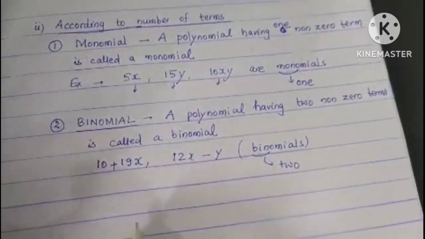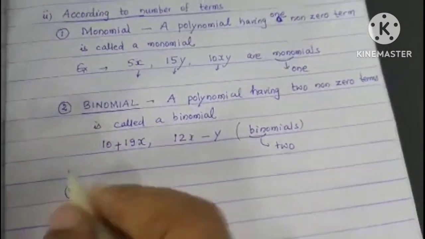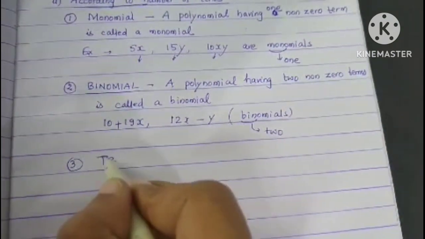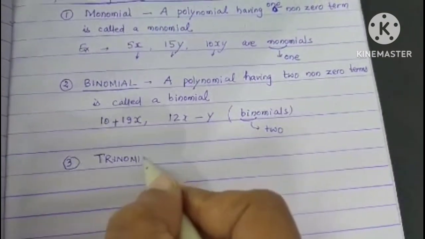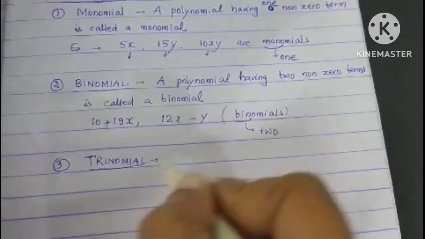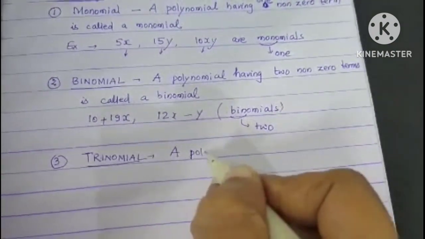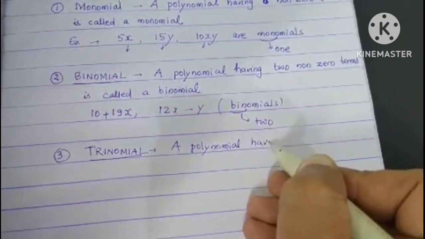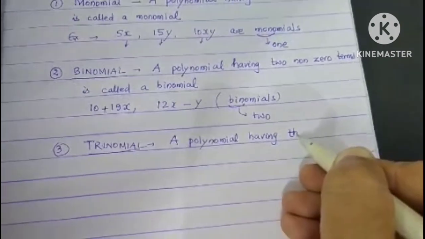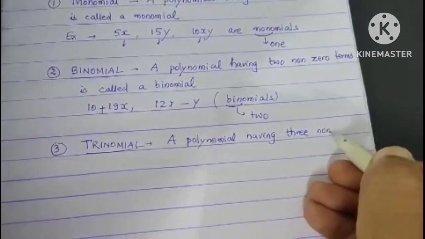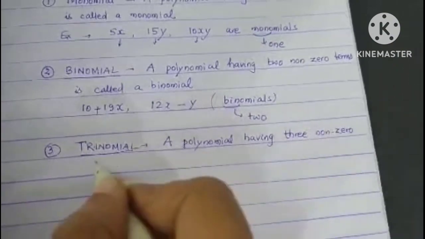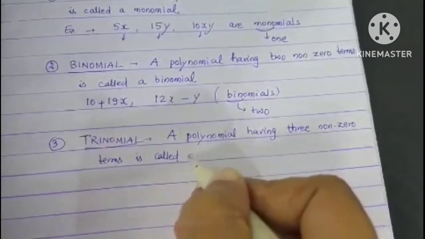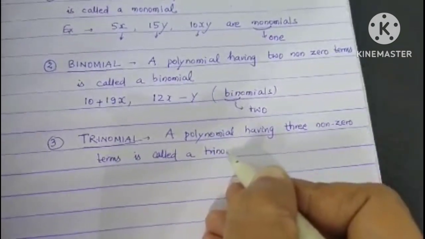Now the third one is monomial, binomial and trinomial. So the trinomial will be a polynomial having three non-zero terms. A polynomial having three non-zero terms is called a trinomial.